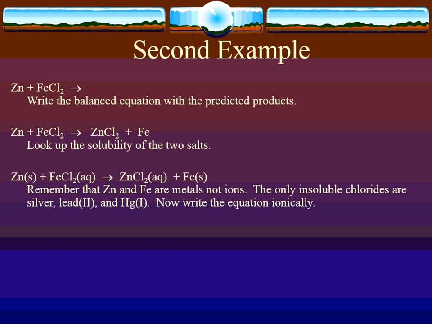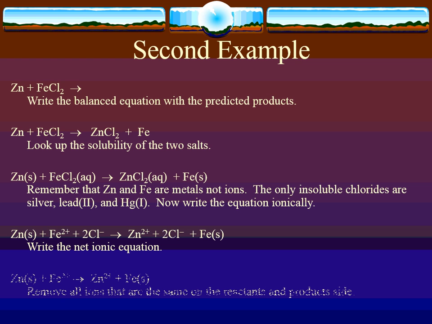Now I'm going to break apart anything that's aqueous into its individual ions. So my zinc solid remains, and I have Fe²⁺ plus 2 Cl⁻. The 2 comes out in front when you're forming the ions. Forming Zn²⁺ and 2 Cl⁻ with my solid iron that's left. Now I'm going to look for any spectator ions, and I do see that I have one. I have 2 Cl⁻ on both sides of the reaction, so that is going to be canceled out, and I'm left with solid zinc plus Fe²⁺ forms Zn²⁺ plus solid iron.